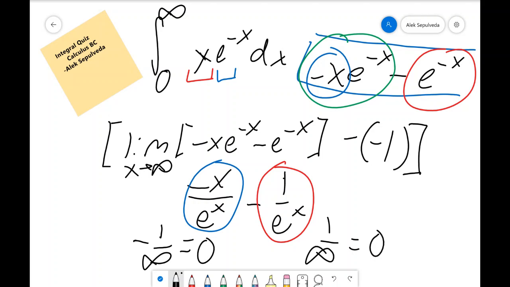So our entire expression becomes 0 minus 1. Well, 0 minus negative 1, so then it becomes positive 1. So the entire expression equals 1.